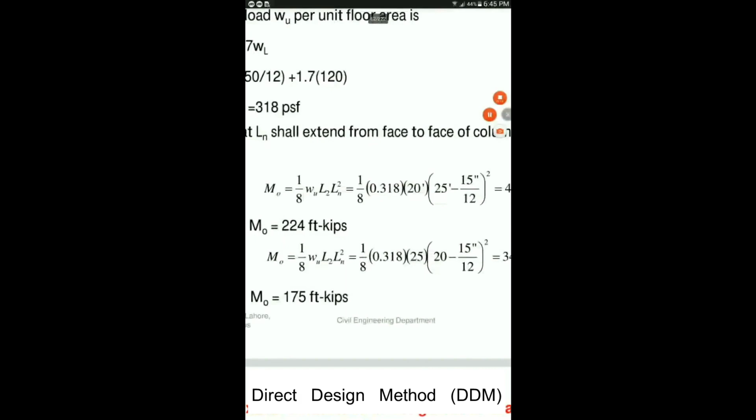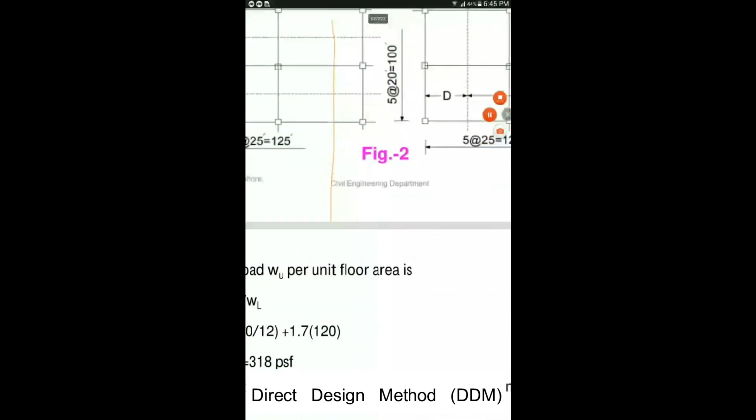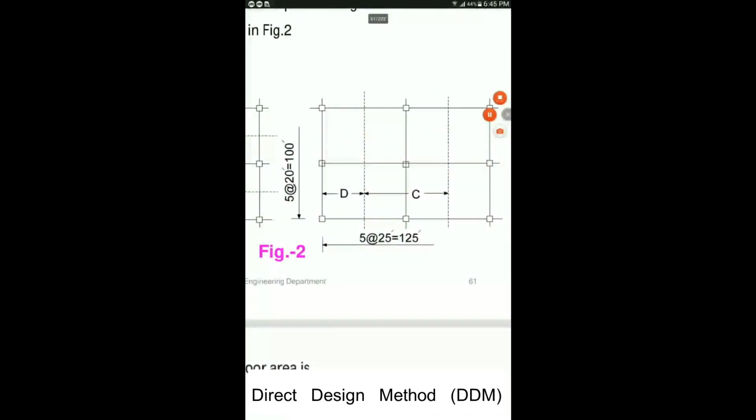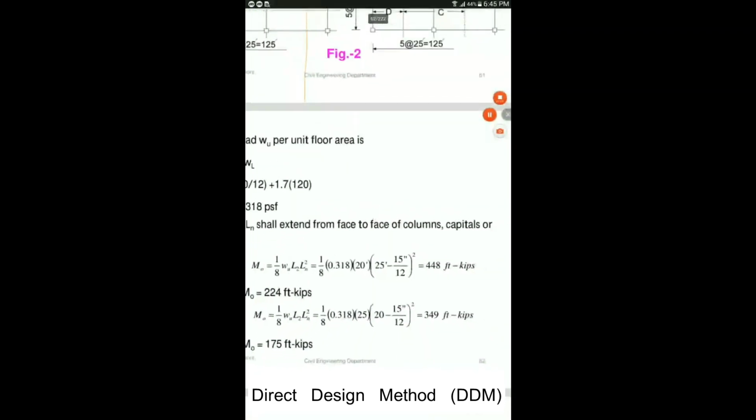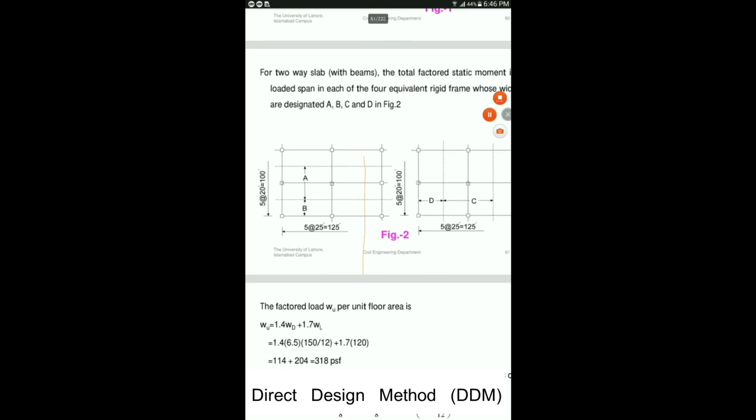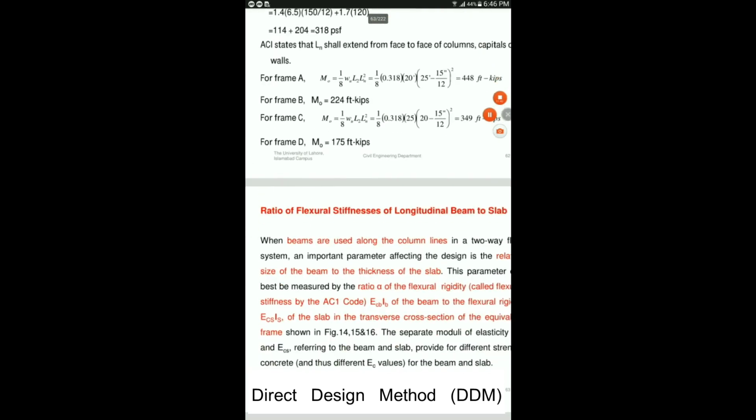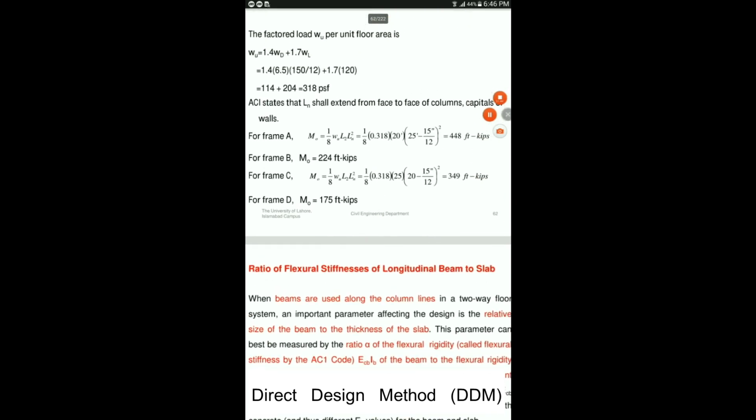So for us L2 will be 25 feet, and Ln will be 20 minus 15 by 12, into square. So this is the total factored static moment for the rigid frame C. For frame D, because this is half of equivalent rigid frame C, we'll just divide it by 2 and get this value, 349 divided by 2, 175.